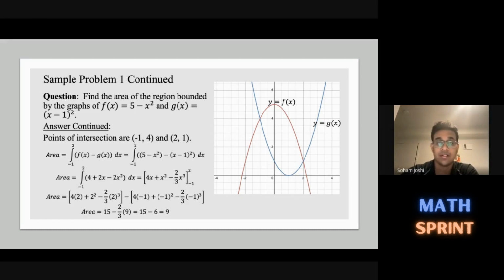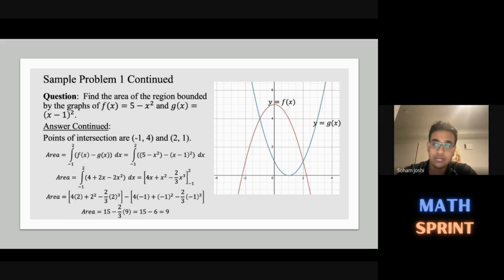Now we form the definite integral of f of x minus g of x, and we can expand the equation and express it as 4 plus 2x minus 2x squared. Now we integrate. You should be able to recall the fundamental rules of integration, and you can check out my 8th video of this playlist if you want to refresh your understanding of the fundamental rules of integration. So integrating 4 plus 2x minus 2x squared with respect to x gets us 4x plus x squared minus 2 by 3 x cubed. Remember, you do not need to add any constant of integration when you're doing definite integration.